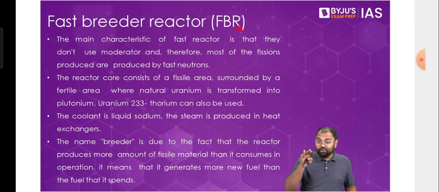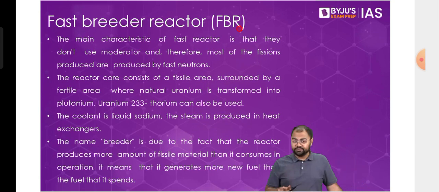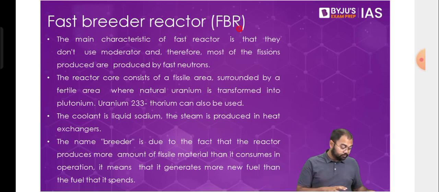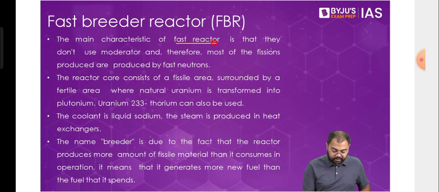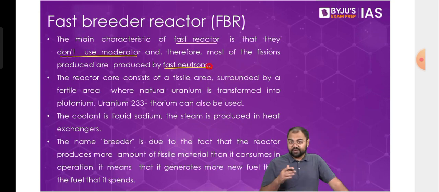What was the role of moderators? To slow down the neutrons. This is a kind of reactor where we don't need to slow down the neutrons. Because we don't want to slow down the neutrons, we don't need any moderator. That's why it's a fast reactor. So the fission is produced by fast neutrons, and this is basically why it is called a fast reactor.